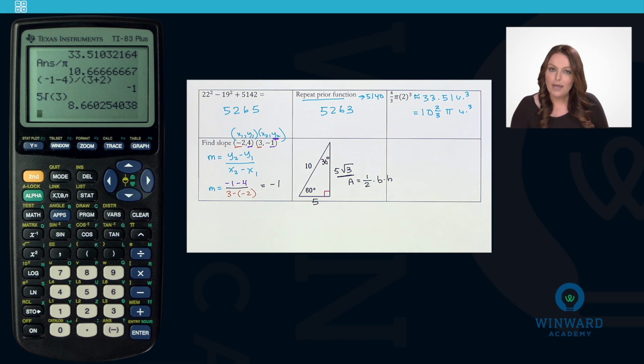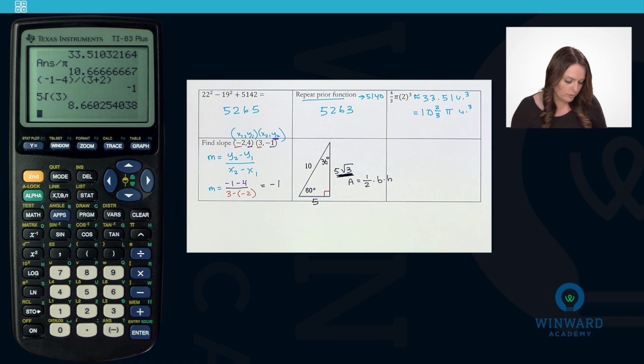Continuing on from there, what I want to show you how to do is how to store a number, so that later when I'm doing a different equation, I don't have to type 8.660254038. I can somehow just type a letter, and that letter will mean 5 root 3. So let's go to our calculator. We have our 5 root 3, and how do we store a number?